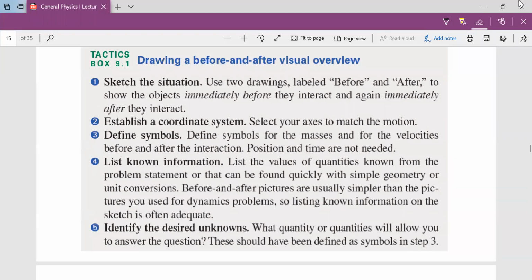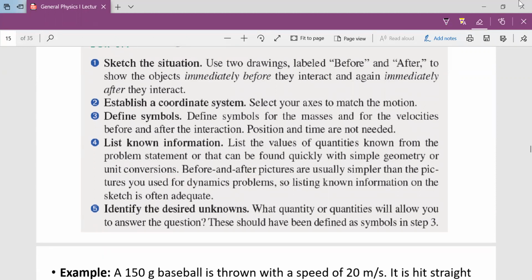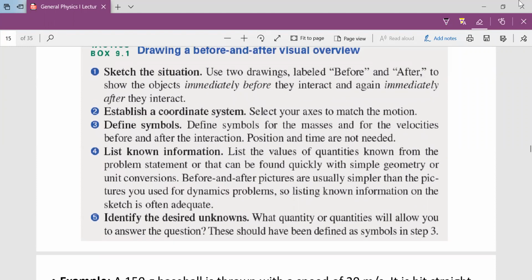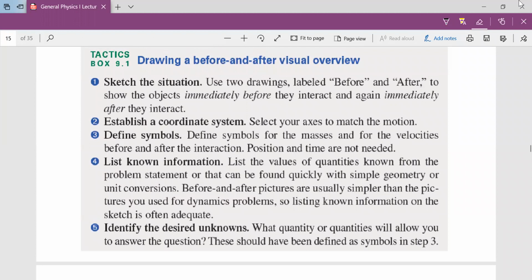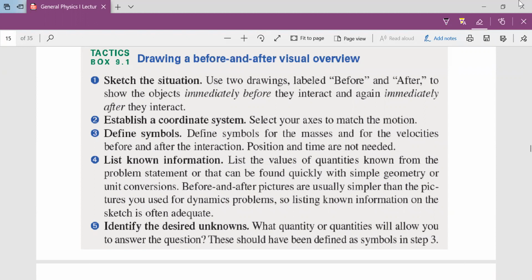And the next will be to define the symbols. And what do we mean by defining the symbols? We simply mean bringing out the mass and the velocity for the before and after interaction. And also, in defining the velocity, you should be able to tell if it's going in the positive or negative direction. All right. Position is not an emphasis. We have seen time also in the definition of impulse, but they are practically not an emphasis when it comes to defining your symbols because they are going to be dependent on the velocity of the object.